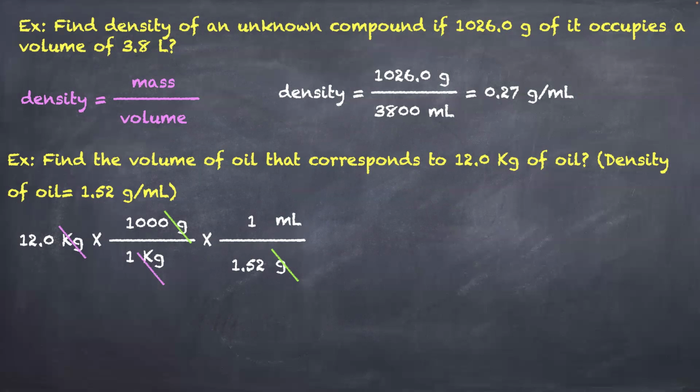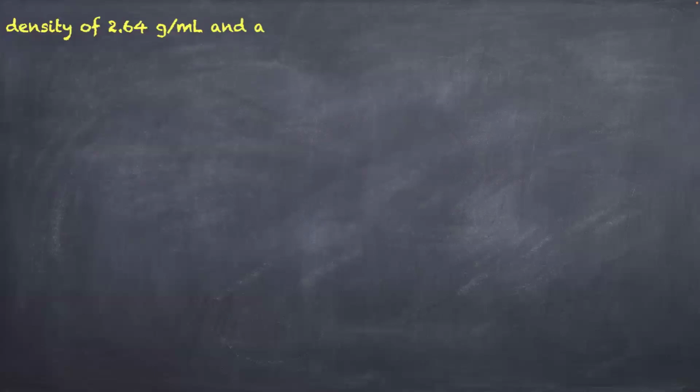However, when they ask you to find the volume, it's best to find it in liters because that's the standard unit for volume. So the next step is to convert milliliters to liters. For every 1 liter, there's 1,000 milliliters. And so milliliters can cancel out. And our final answer is going to be in liters. And then let's take a look at another example.